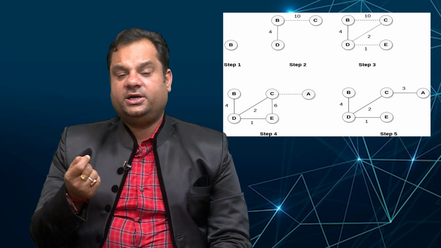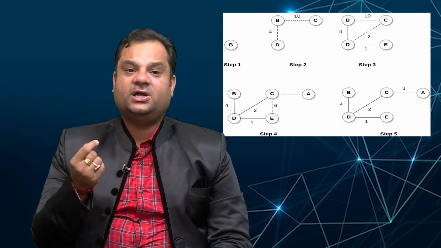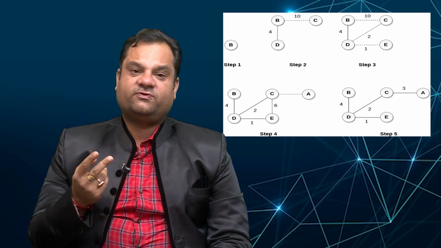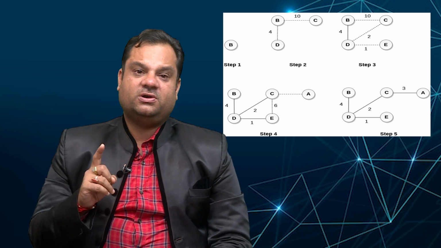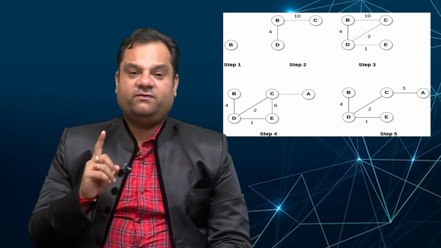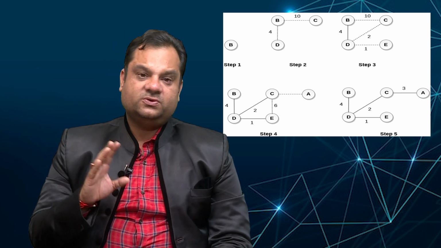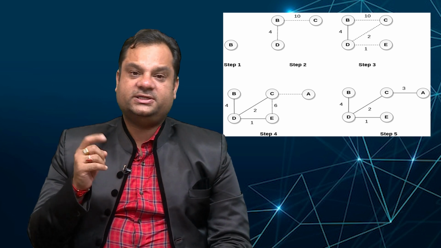So you can understand, in the initial step we select only B, then we consider two edges from B, B to C and B to D. We consider only B to D because the weight of B to D is only 4. We refuse the B to C edge because the weight of that particular edge is 10.